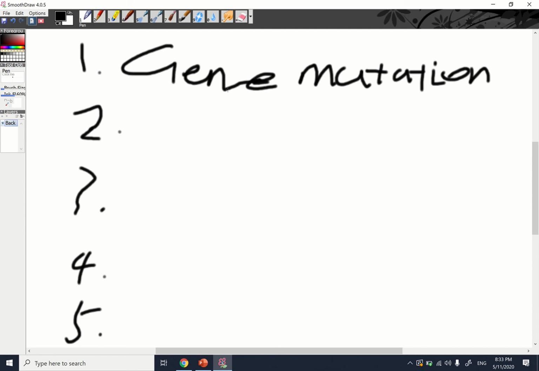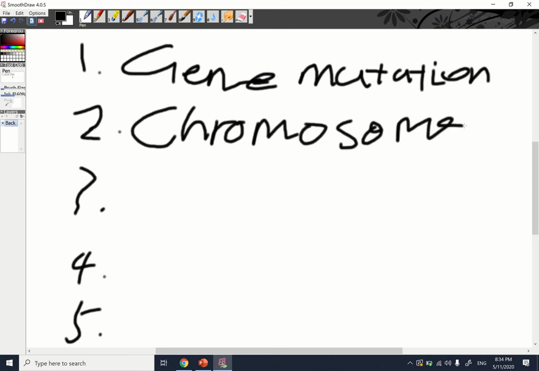The second one is the chromosomal mutations. And these could be inversion, deletion, addition, while the base sequence, the nucleotide sequence of the gene, hasn't changed. Something weird has happened to the chromosome, which is significant, and usually it's something bad.